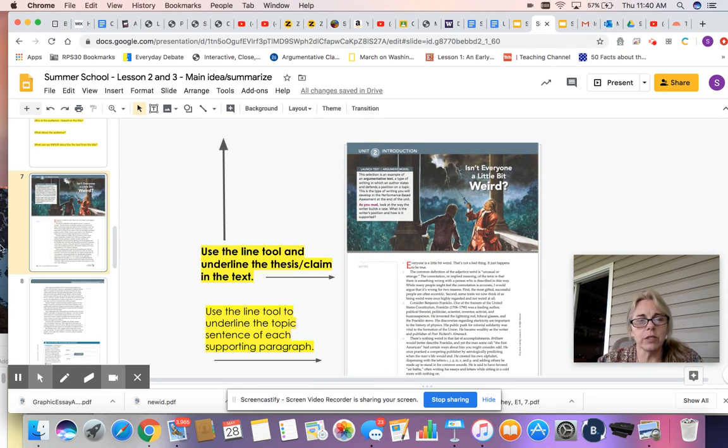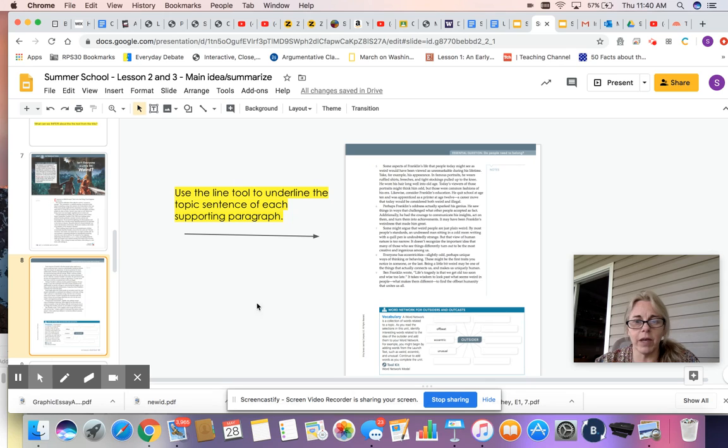We're going to do this for 2 pages. This document, this argumentative essay, has a grand total of 9 paragraphs. So you should have at least 9 sentences underlined and 9 small notes over here to the side.